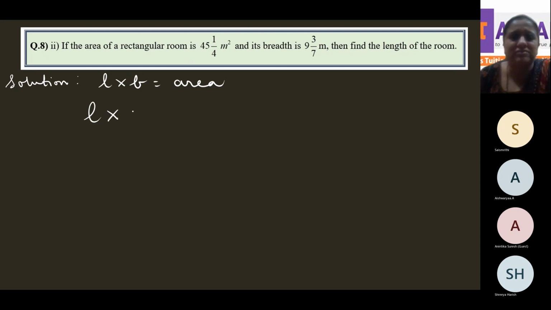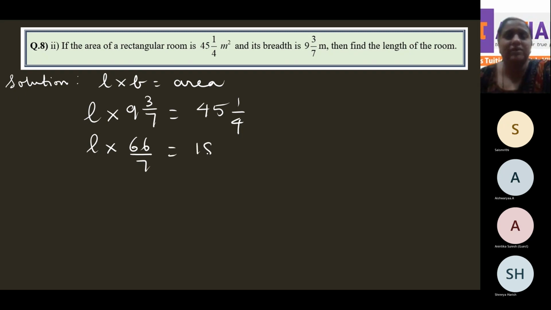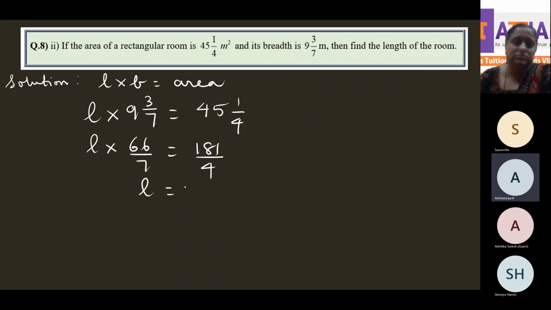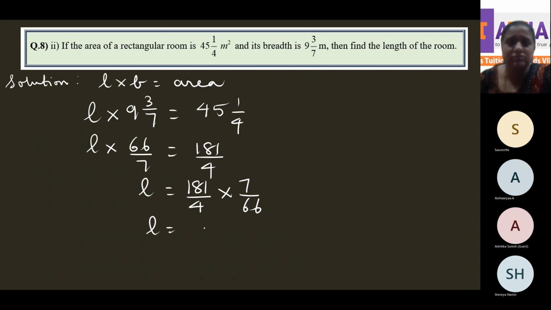So L into B, which is 9 3 by 7, is equal to area, which is 45 1 by 4. Convert the mixed fractions to improper fractions: L into 66 by 7 is equal to 181 by 4. Next step, L is equal to 181 by 4 divided by 66 by 7, so 181 by 4 multiplied by 7 by 66. Very good. So L is equal to, simplify.